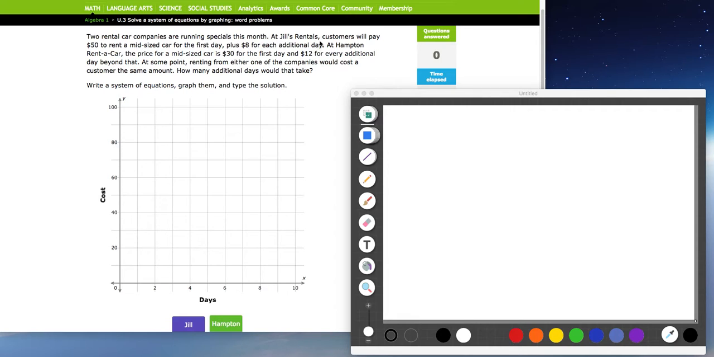At Jill's Rentals, customers pay $50 to rent a midsize car for the first day, plus $8 each additional day. At Hampton Rent-A-Car, the price for a midsize car is $30 for the first day and $12 for every additional day beyond that. At some point, renting from either one of the companies would cost a customer the same amount. How many additional days would that take?